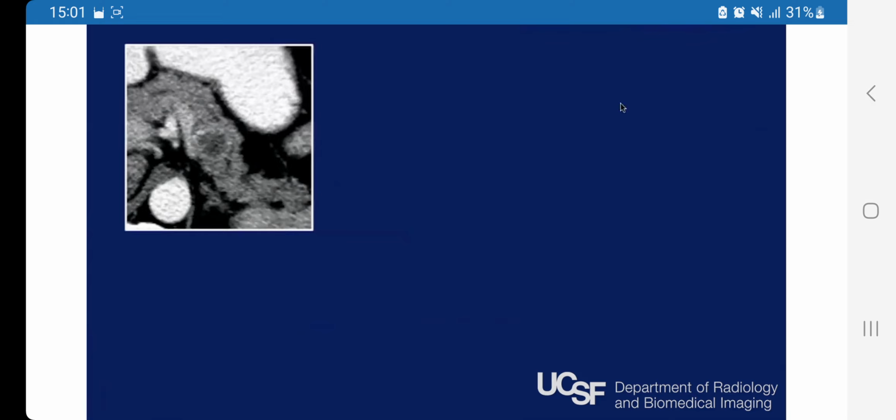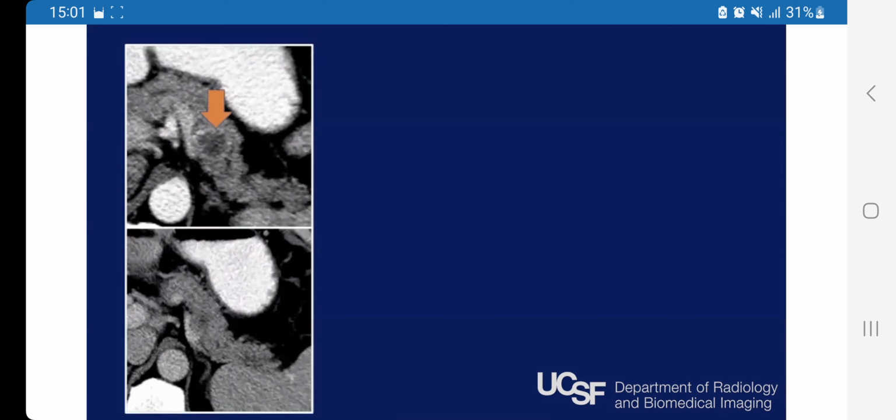Here is an example of a rounded, somewhat central necrotic mass in the pancreas. Something that we have to pay attention to is that the pancreatic duct seems to be just pushed away, and there is no pancreatic ductal dilatation. So this gives us a clue that this may not be originating from the pancreas, or may not be PDAC, pancreatic PDAC.